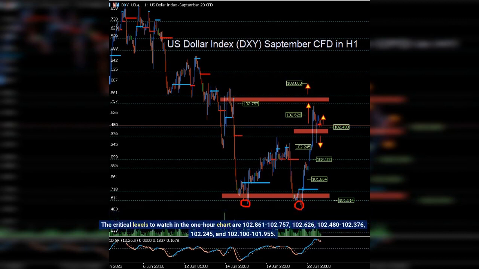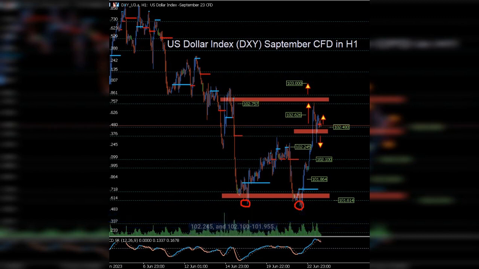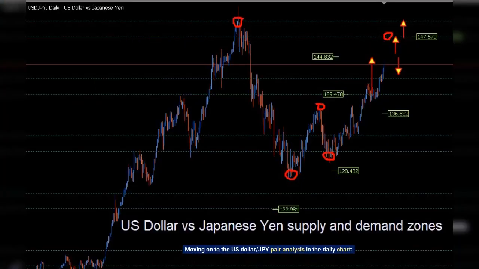The critical levels to watch in the 1-hour chart are 102.861 to 102.757, 102.626, 102.480 to 102.376, 102.245, and 102.100 to 101.955. Moving on to the US dollar JPY pair analysis in the daily chart.